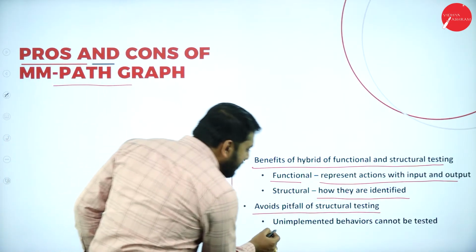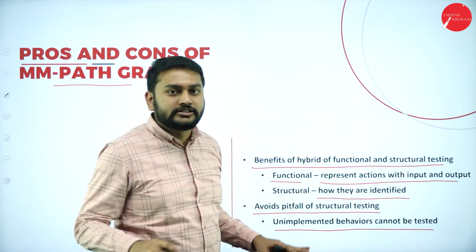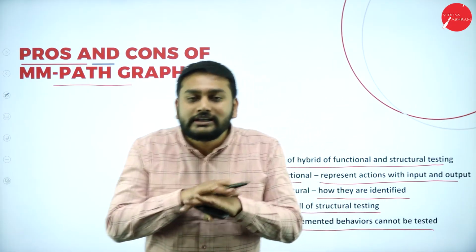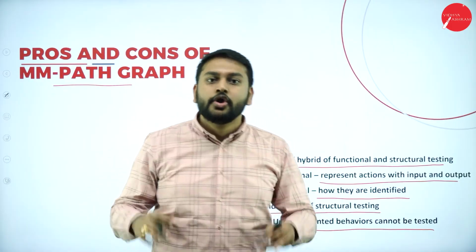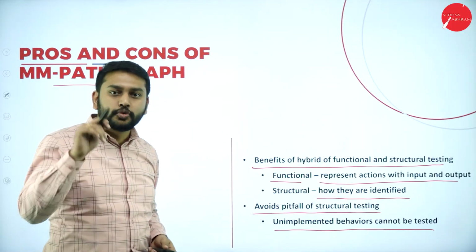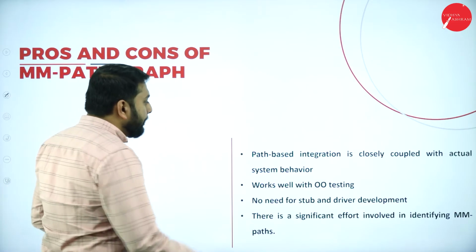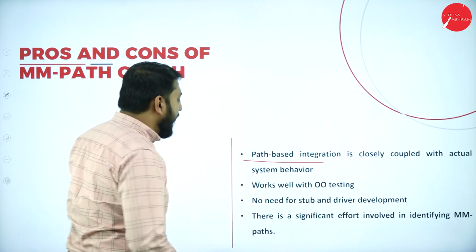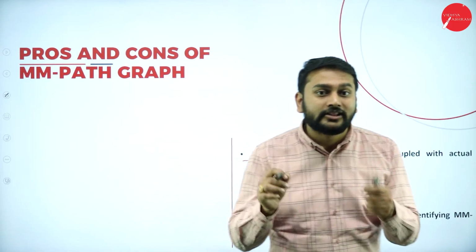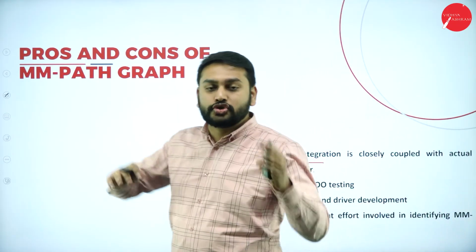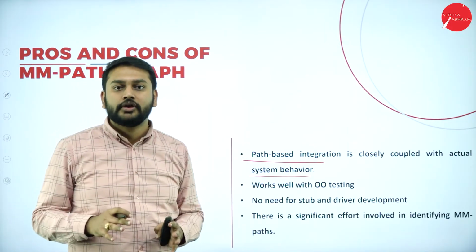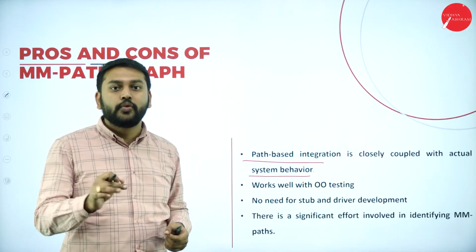Moving forward, unimplemented behaviors cannot be tested. Suppose you have not implemented any feature, then you cannot test it. Unless and until you implement it, only then can we test it. That's going to be one of the drawbacks that I have here. Moving forward to the next point. So guys, path-based integration is closely coupled with actual system behavior. That's most important. When I'm using path-based integration testing, it is closely associated with the system behavior, how exactly the system is working. That's what you need to understand with respect to the advantage of MMPath.